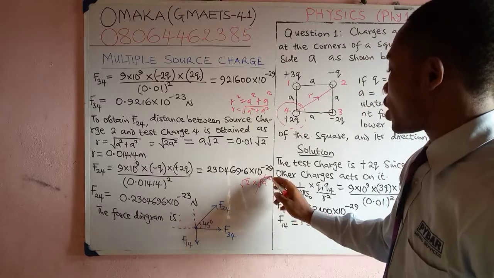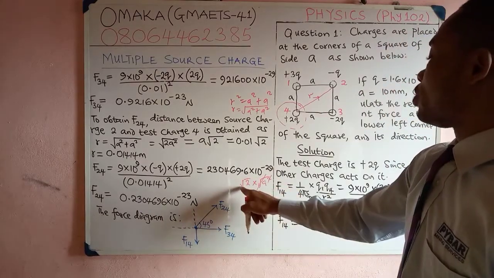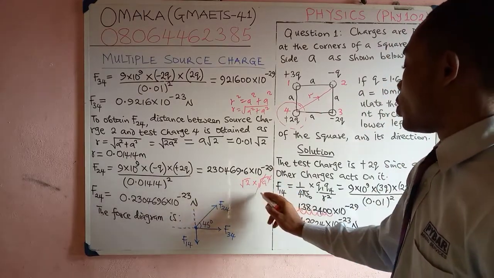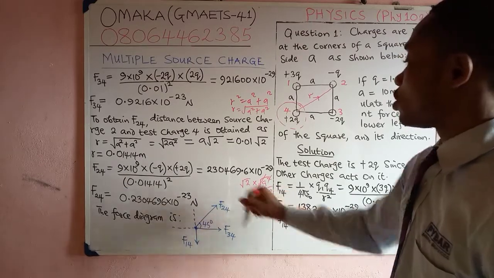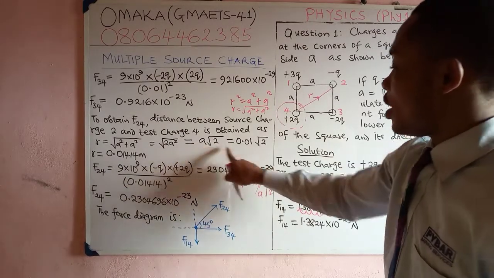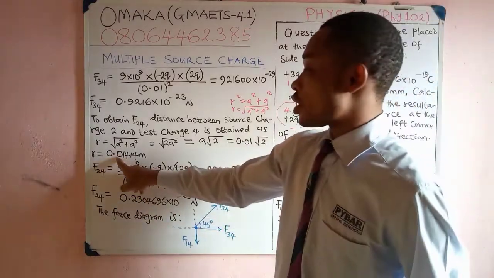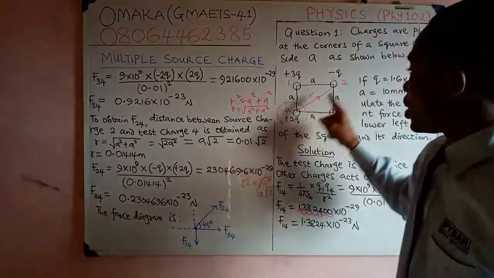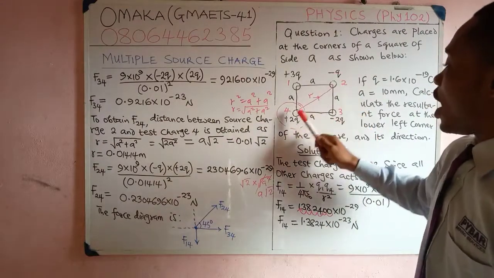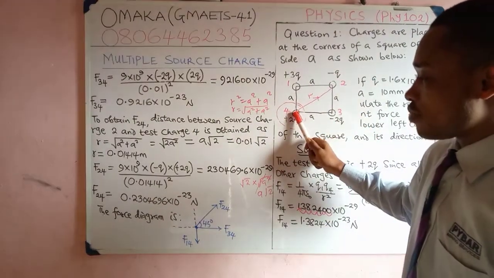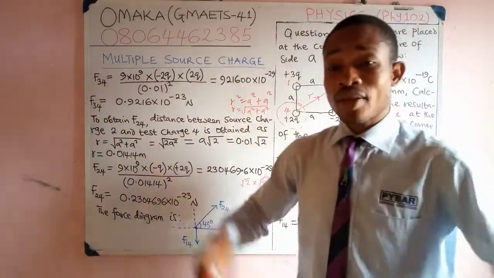Then this square root will cancel this square. So everything will be root 2 times A, which is A root 2. Substitute, our A is 0.01 times root 2. If you solve that, this is what you're going to get as the distance between this charge and this test charge. Repeat the same thing by substituting.